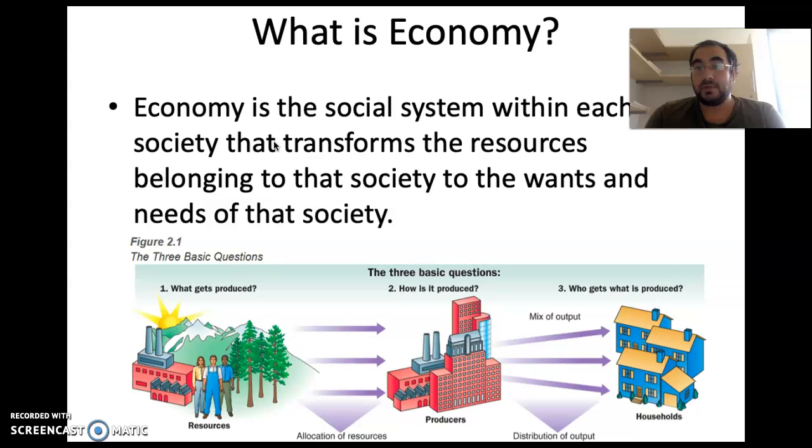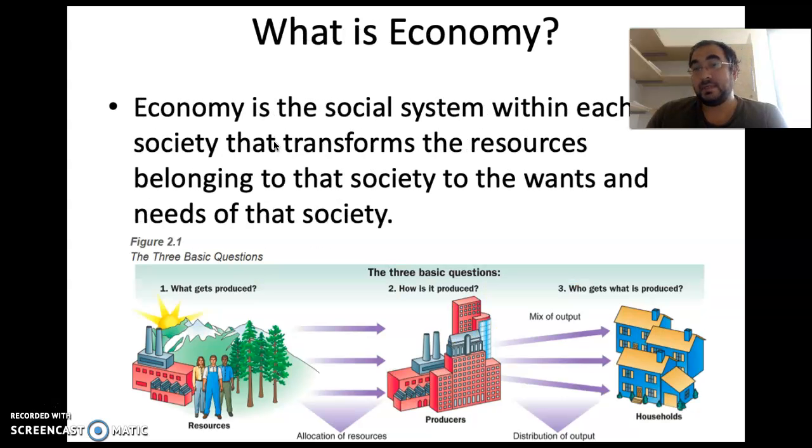The textbook definition of economy might be a little bit complex or difficult. It sounds difficult, basically. Economy is the social system within each society that transforms resources belonging to that society to the wants and needs of the society. But it's actually my definition.